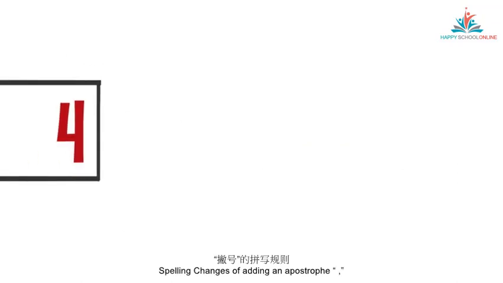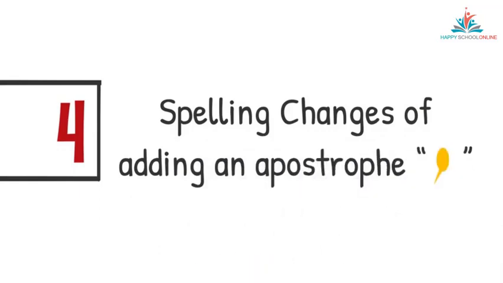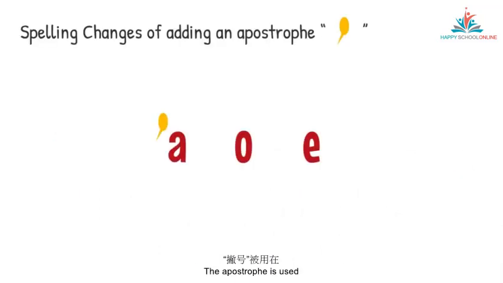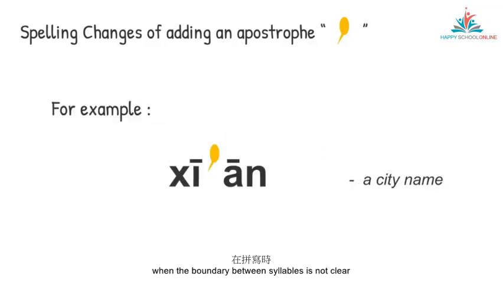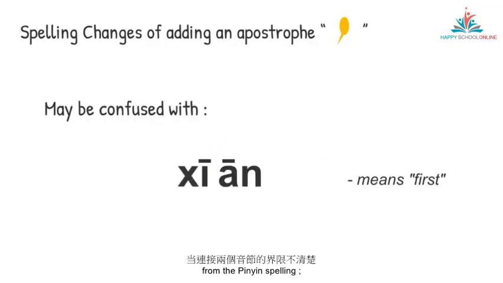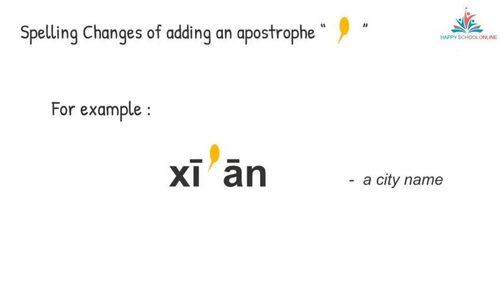Four, spelling changes of adding an apostrophe. The apostrophe is used before a syllable which begins with finals. In two-syllable words, when the boundary between syllables is not clear from the Pinyin spelling, and more than one interpretation of the boundary is possible, an apostrophe is used to separate the syllables.